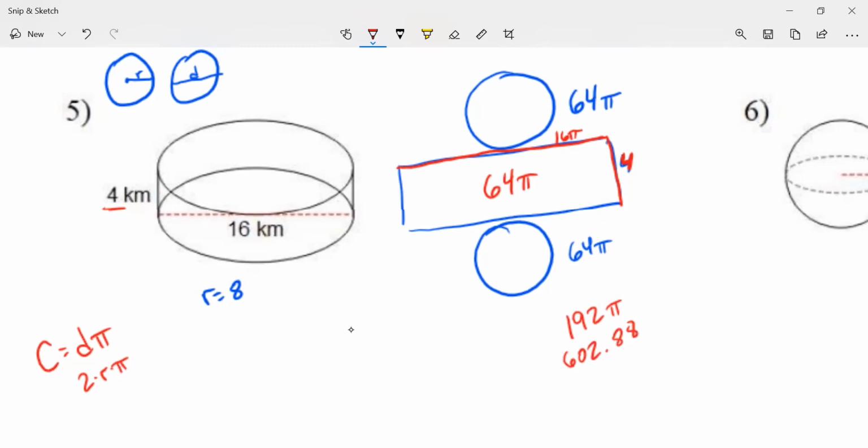But my answer says rounded to the nearest tenth. My second decimal number is big enough, so my answer will be 602.9.